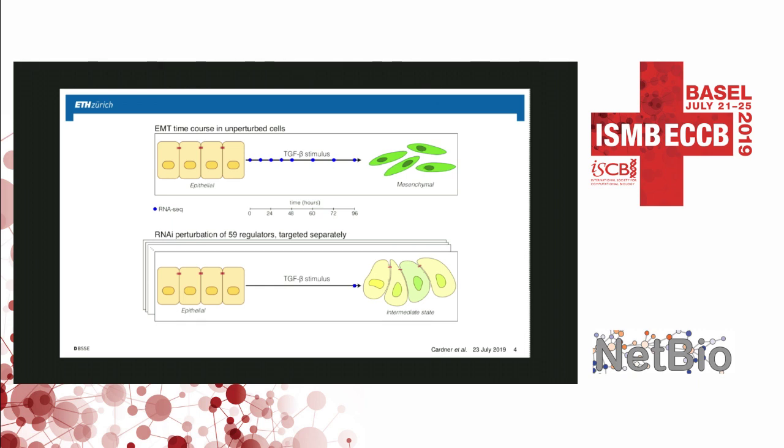So that's the first setup, and the second experimental setup is a perturbation experiment, actually 59 perturbation experiments targeting 59 different regulators. Those are transcription factors and microRNAs, which are separately perturbed, and we know that they're crucial for EMT because if you perturb them and treat the cells with TGF-beta, the cells don't reach the mesenchymal state. So they're stuck at some kind of intermediate phenotype, which is not mesenchymal.